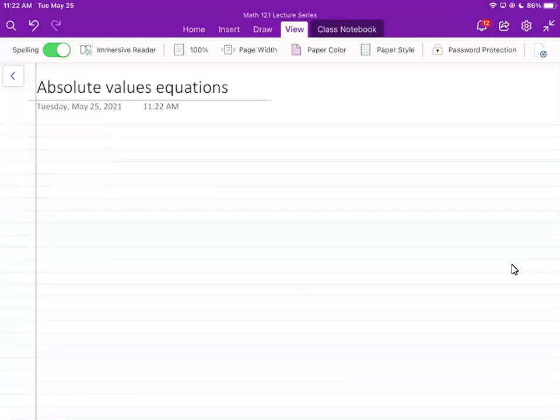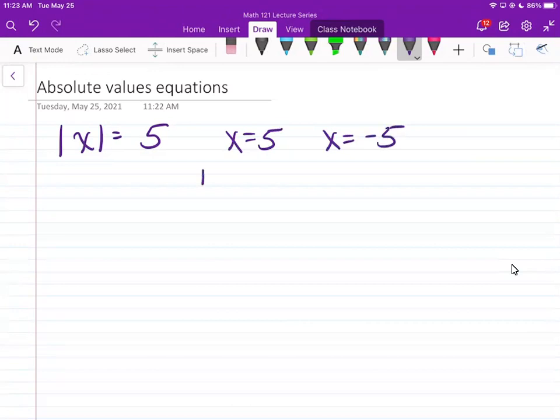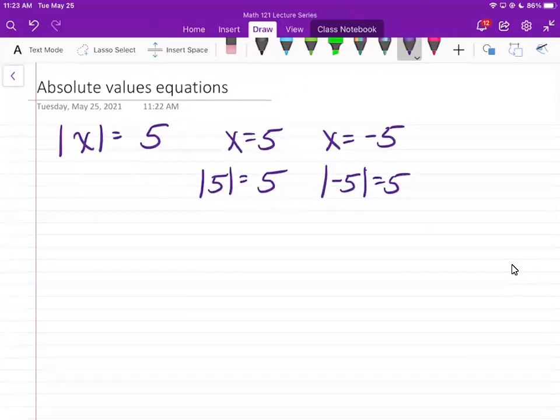If you remember from one of our first sections, we discussed the concept of absolute value, where the idea is absolute value tells us the distance a number is from zero. If I tell you that the absolute value of x is 5, there are two possible values that x can be. X can either be 5 or x can be -5, because if you remember, the absolute value of 5 is 5, and the absolute value of -5 is also 5. Either of those solutions will work.